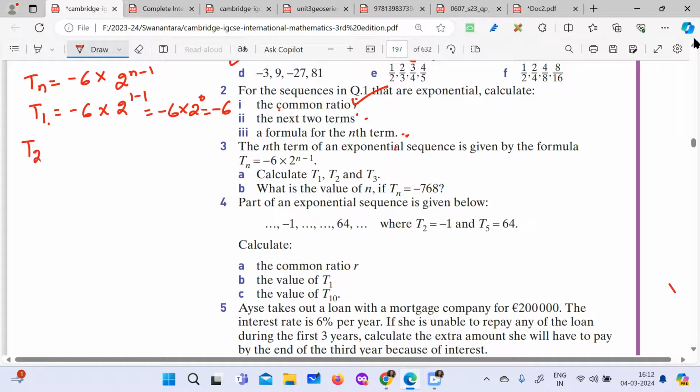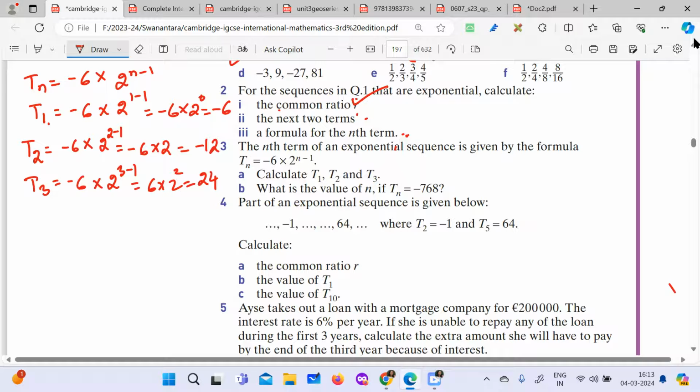Then we have to find the second term. So it will be minus 6 times 2 to the power of 2 minus 1. So you get minus 6 times 2 to the power of 1, which is 2, and hence you get minus 12. Okay, got it. Then T3 is also asked here. So you will write minus 6 times 2 to the power of 3 minus 1, that is minus 6 times 2 squared, and that is minus 24. Got it? Is this clear? Yes, miss. So we did T1, T2, T3.